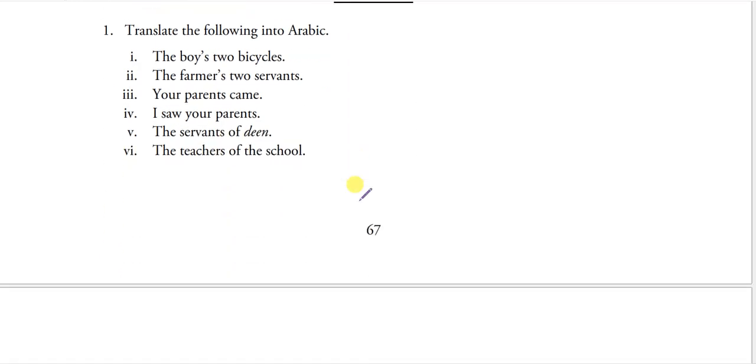Translate the following into Arabic. The boy's two bicycles. So first write the meaning of boy, waladun, two bicycles, darrajataini. The farmer's two servants. Okay, sorry, it's a mistake. We have to reverse it. So here we have to write like this: darrajata waladin, the two bicycles of a boy.